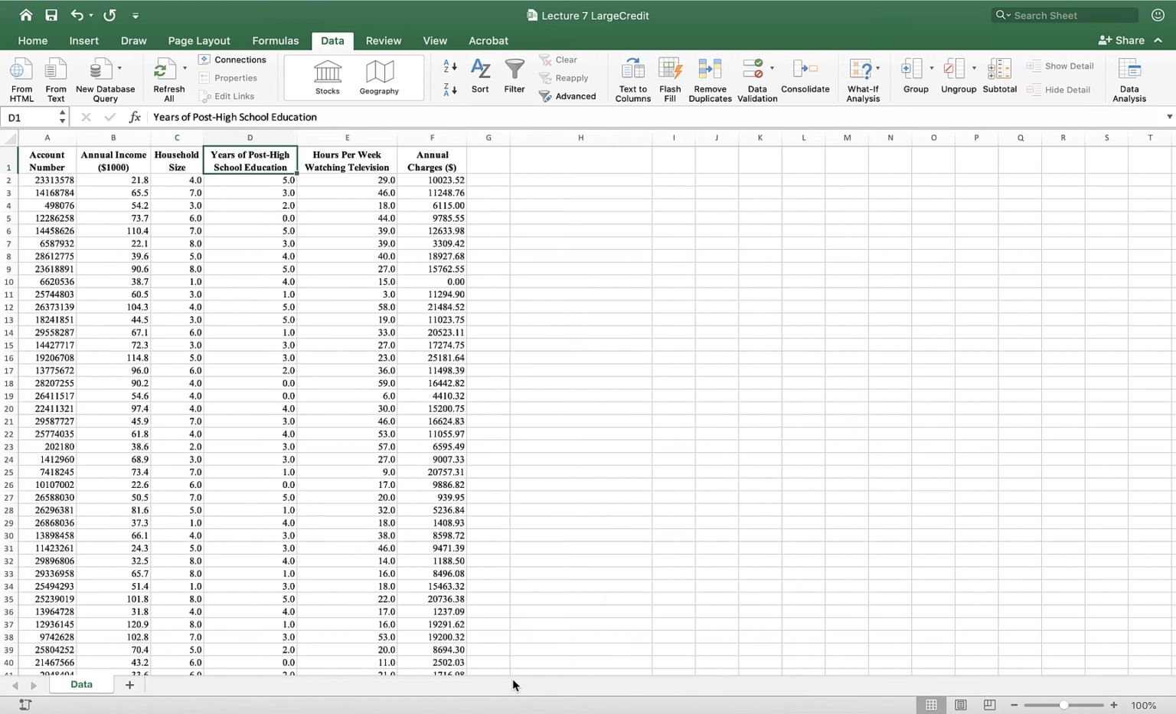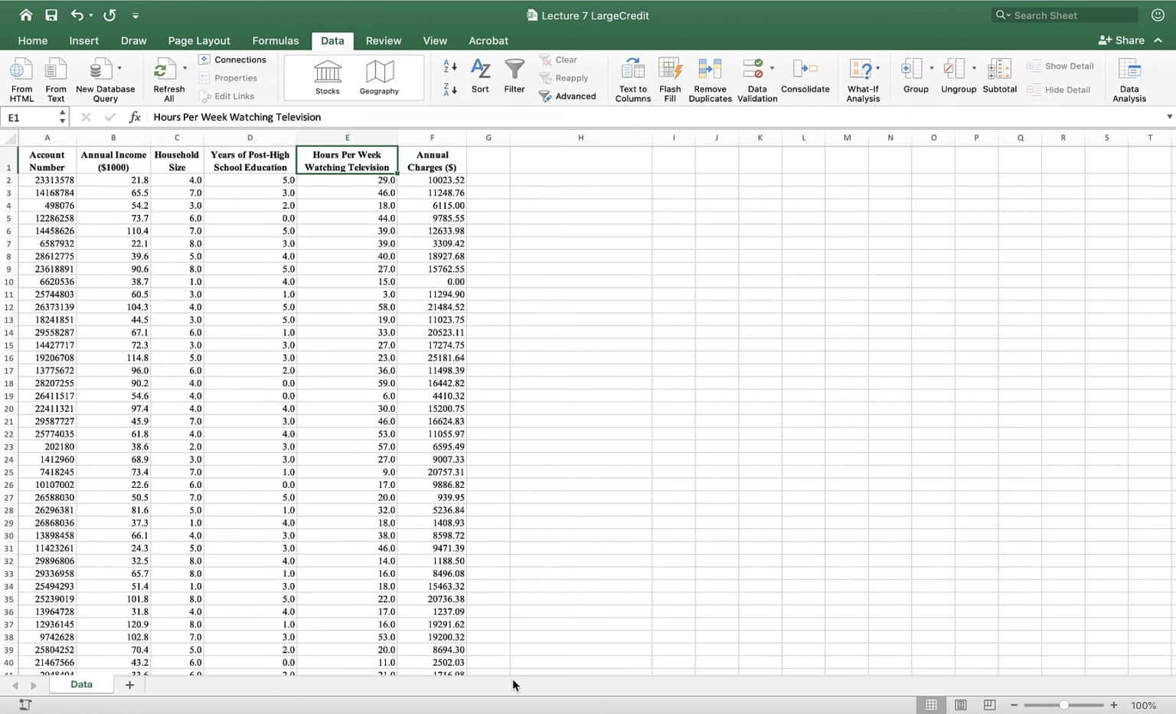The years of post-high school education, so I'm not sure which way that's going to go. The more education you have, the more money you're likely to earn, but you're also likely to be more careful about how you spend your money because you're more aware, perhaps. And the hours per week watching television, not so sure if that really is related to how much you spend on your credit card. Maybe it is. Maybe you're watching some channel, you're seeing ads going on, and then you start buying stuff. I'm not sure if it is.